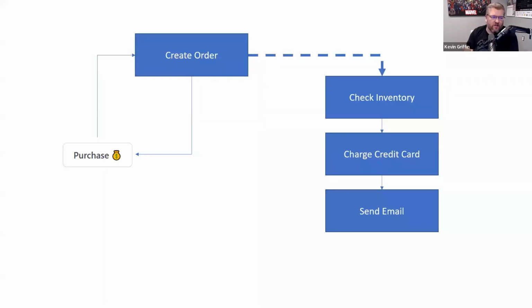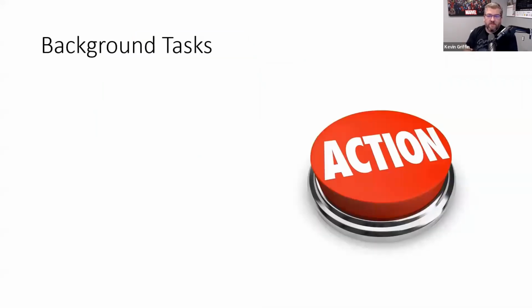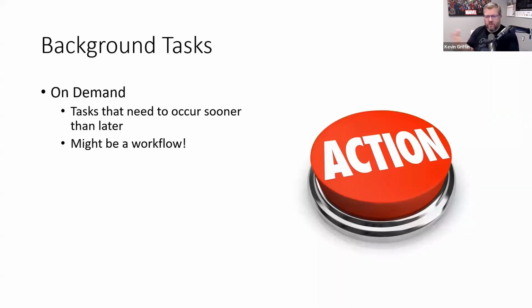So purchasing like this has things that you should do in the background. We could probably come up with a list of hundreds of different tasks that should be done in the background of any application, and I kind of put them into 2 buckets. The one big bucket is on-demand tasks. These are tasks that we just need to do sooner rather than later. Workflows are a good example of this. I need to kick off a workflow, I need to do things in a certain order, and then when everything's said and done, I can wrap it up.